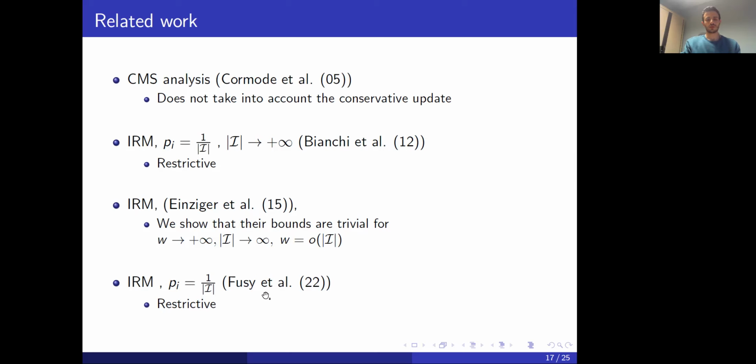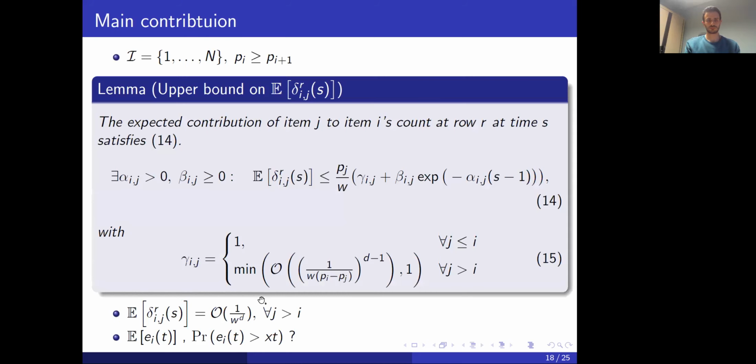The other work is a recent work in 2022, and it studies the uniform distribution. Again, it's restrictive. So our main contribution is upper bounding this building block of the error, delta ijr of S.